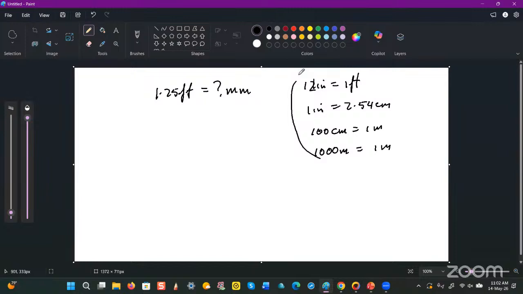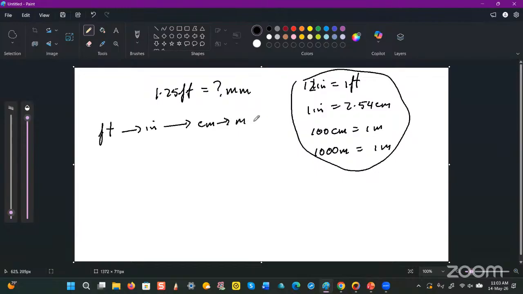So based on what I have here, what I can do is convert from foot to inches, and then from inches to centimeters, and then from centimeters to meters, and then from meters to millimeters, all right? So basically, I'm going to need to use 1, 2, 3, 4 conversion factors to achieve the final answer. So I'm going to start off with what we're given.